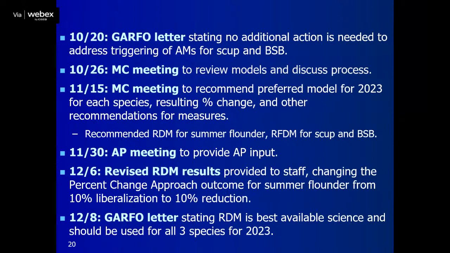And it did change the outcome for summer flounder, which we'll describe in more detail in the presentation for that species later today. But at the monitoring committee meeting, the results were suggesting a 10% liberalization was appropriate, and then the revisions put us in the 10% reduction category. And then again, we got this letter from GARFO on December 8th saying that their stance is that the recreational demand model is the best available science and should be used for all 3 species for 2023.